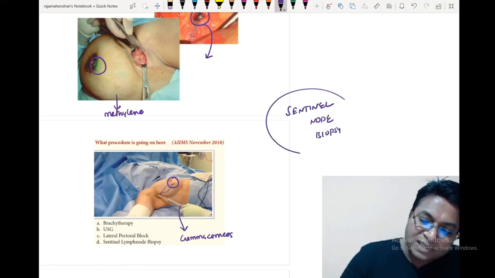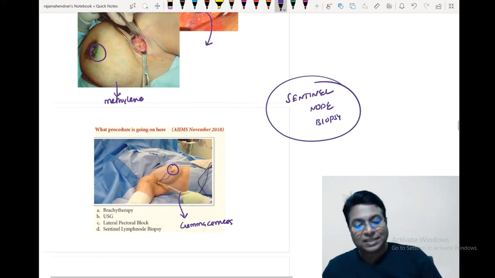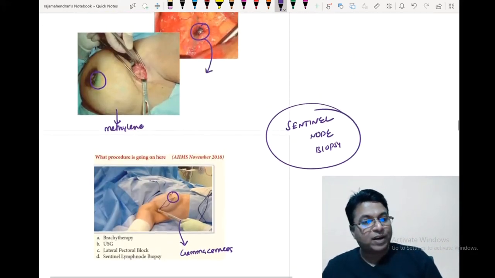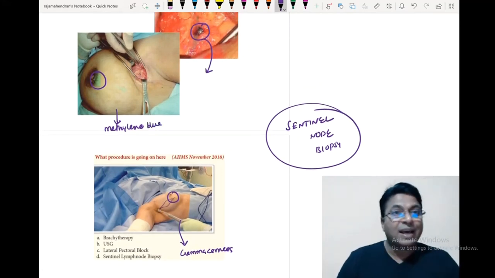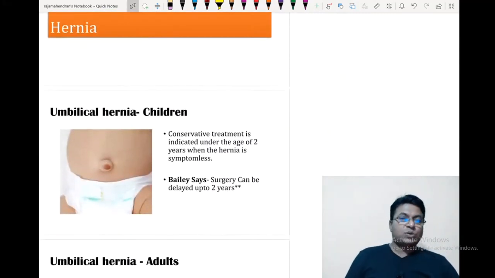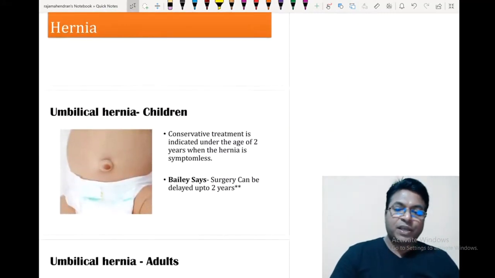These two images are showing you the sentinel node biopsy of cancer breast. So please don't forget, this is an expected MCQ. This is a sentinel node biopsy for cancer breast. This is using methylene blue. The second one is using radio-labeled colloid. Some images are very commonly asked in exams, I am seeing, in recent days.